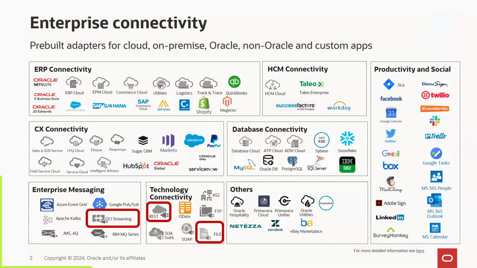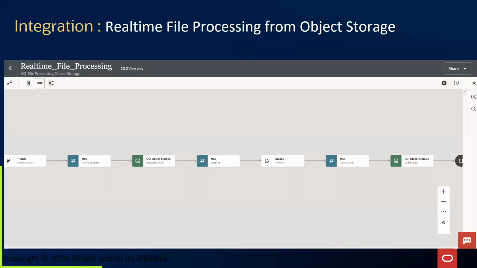In the integration that I will be building together with you, I will be using the adapter for REST. I will be using the adapter for file, because I've taken a scenario where I want to store the file locally. And I will be using the OCI Streaming adapter. This is the integration that we will be building together, which starts with a trigger, looks at the file, saves it in a local file, and then we delete that file from object storage as well.